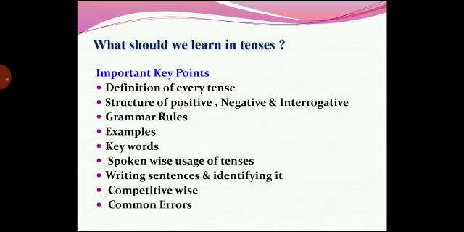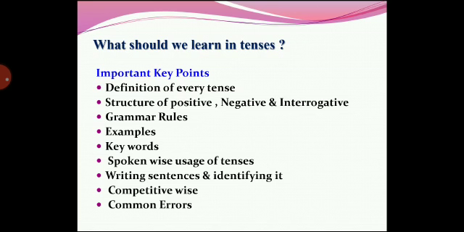Structure of the positive, negative, and interrogative. Positive: subject plus V1 plus object. Negative: subject plus do/does plus not plus V1 plus object. Interrogative: do/does plus subject plus V1 plus object plus question mark. Does is used for third person singular. Do remember, as I explained in previous lessons on singular and plural, there is a lot of confusion based on third person singular, and we make mistakes. Do remember once again.